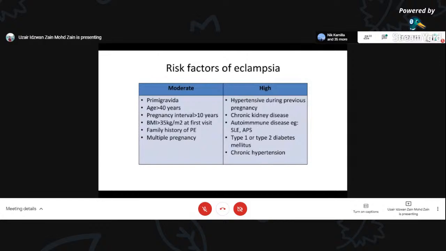Okay, so these are the risk factors of eclampsia. Why do we need to know about these risk factors? Because it changes our diagnosis, it changes how we see our patient, and of course it changes our management.